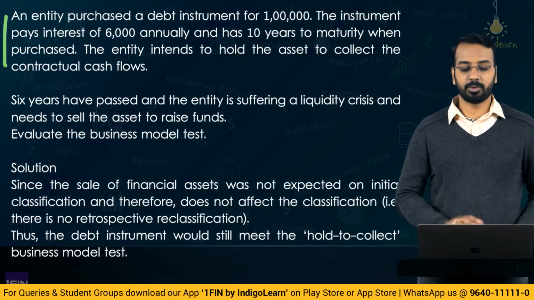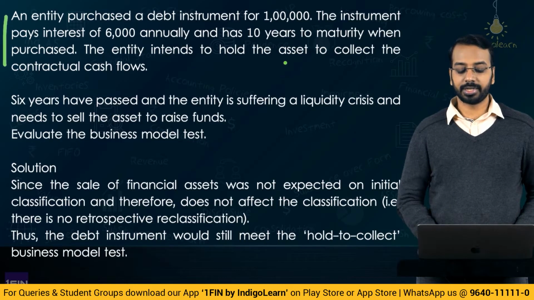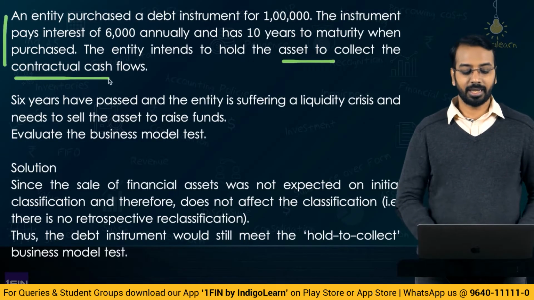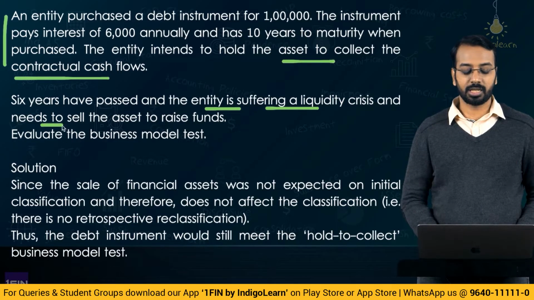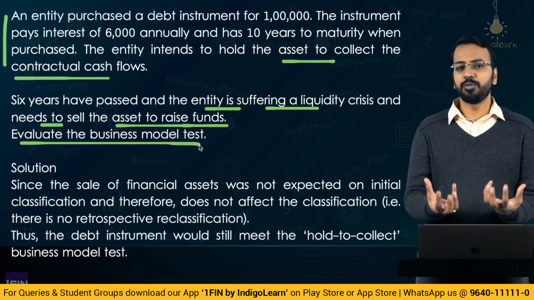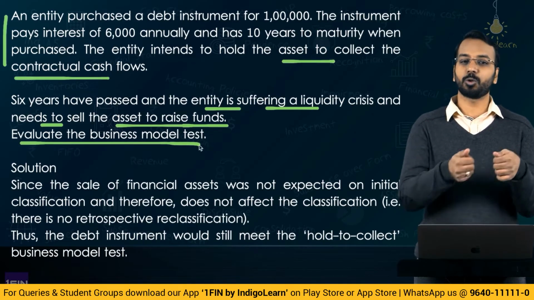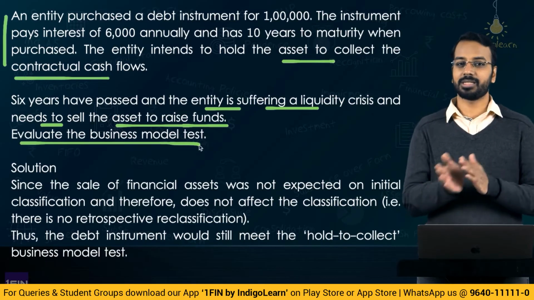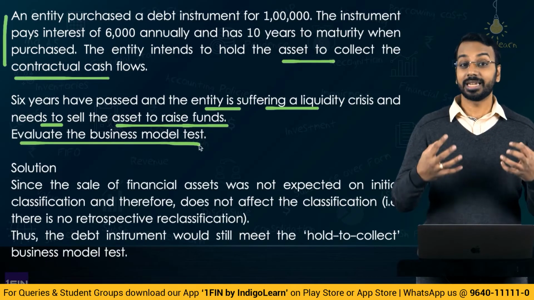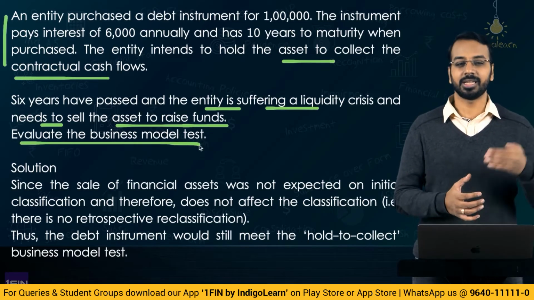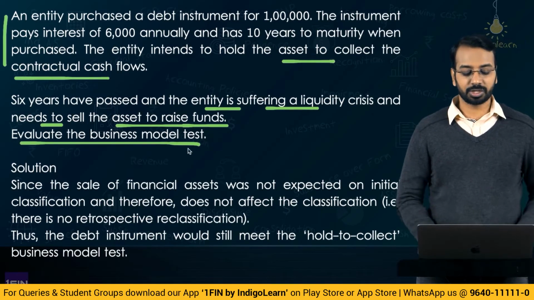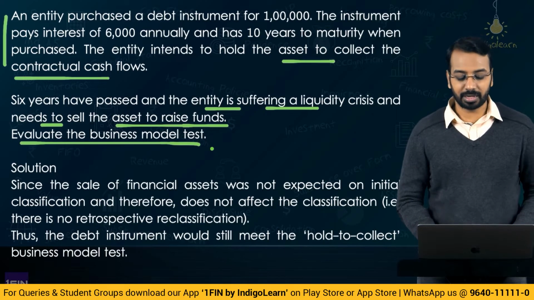The first part of the example is the same. The entity intends to hold the asset to collect the contractual cash flow. We call it hold to collect test. Then 6 years have passed and the entity is suffering a liquidity crisis and needs to sell the asset to raise the funds. Evaluate the business model. Now, initially when we purchased the asset, we purchased it with the intention to hold it till maturity, to hold it to collect the cash flows. 6 years after initially recognizing, the entity is facing a liquidity crisis. Now when the entity is facing a liquidity crisis, it wants to sell off the financial asset. Now the question is, how will we evaluate the business model test?